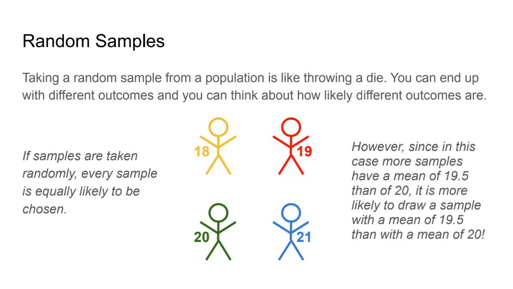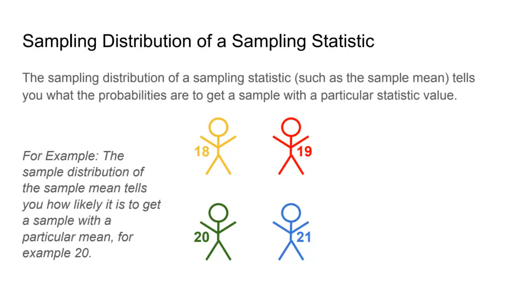That's not a super interesting question because, as I said, the probability for each sample is the same. But if we ask what's the probability to get a sample with a specific sample statistic, for example, a specific sample mean, then the question becomes much more interesting. And this question is answered by what is called the sampling distribution of the sample statistic. So the sampling distribution is basically just a probability distribution. It's, in a way, a list of the probabilities to get samples with a specific statistic.